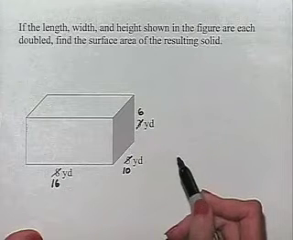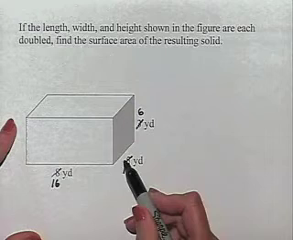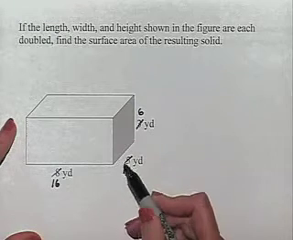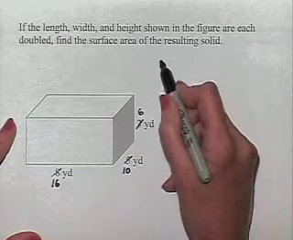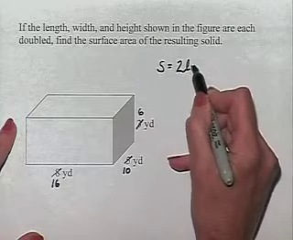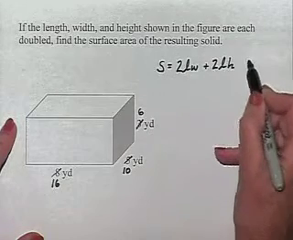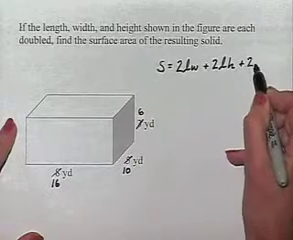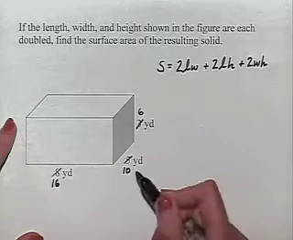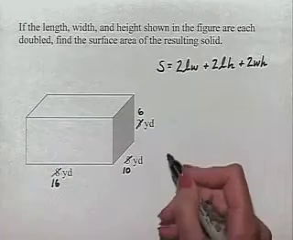Now, let's proceed by finding the surface area. The solid that we're looking at is a rectangular solid, a rectangular prism. And so we can find the surface area by using the formula where we have 2 times the length times the width, plus 2 times the length times the height, plus 2 times the width times the height. What we're doing is finding the area of each of the 6 different faces.